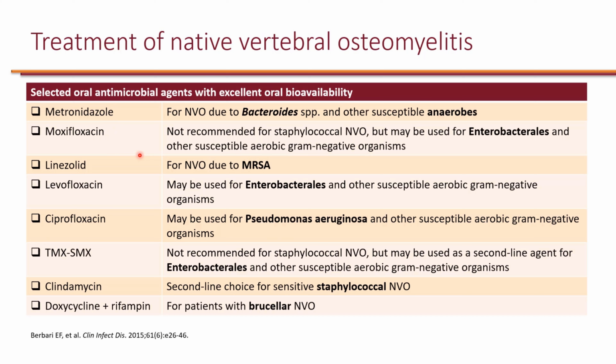Moxifloxacin is not indicated for staphylococcal NVO, but it can be used for Enterobacterales. Linezolid is an excellent PO option for MRSA NVO. Levofloxacin is also used for Enterobacterales, and ciprofloxacin is excellent for pseudomonal infections. Bactrim or trimsulfa is not recommended for staphylococcal NVO, but it can be used as second line for Enterobacterales, and clindamycin is considered second line choice for staphylococcal NVO. And as I mentioned previously, for brucellar NVO, the combination of doxycycline and rifampin is an excellent oral option.